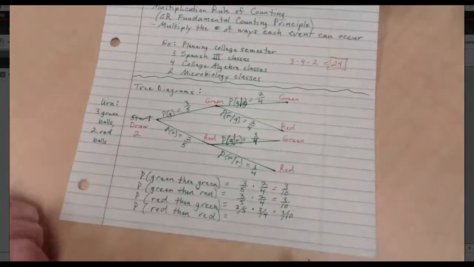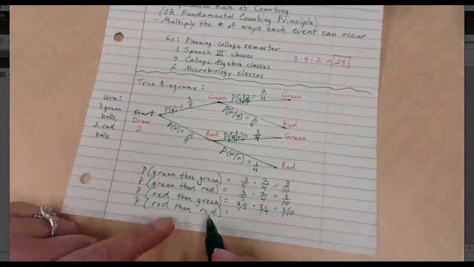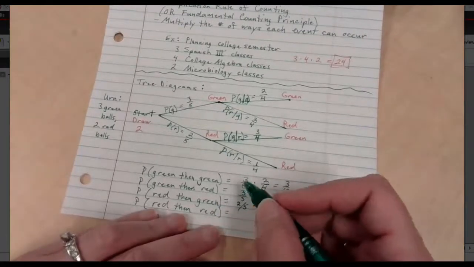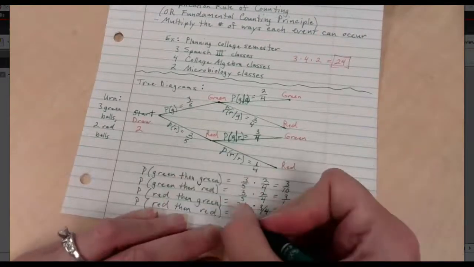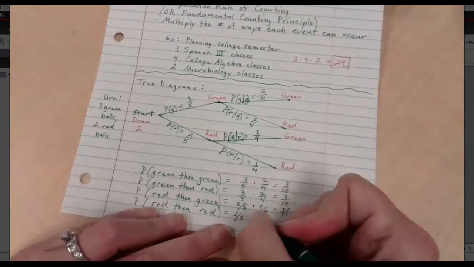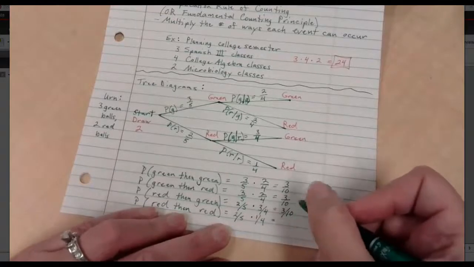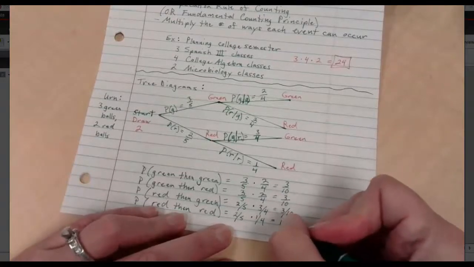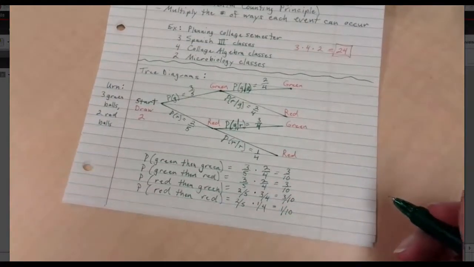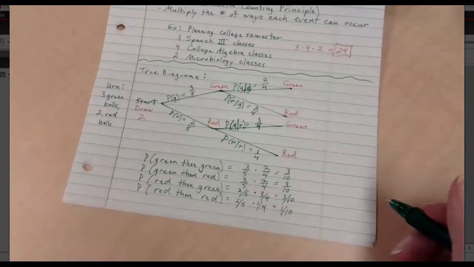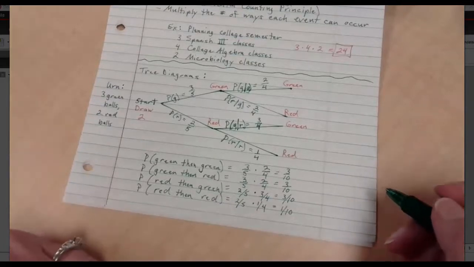How about red and then red? Well, there are fewer reds, so getting double red is probably going to be slightly less. So we're talking 2/5 and then 1/4. What is that going to be? That is 1/10. Wait a minute. This actually makes sense again.